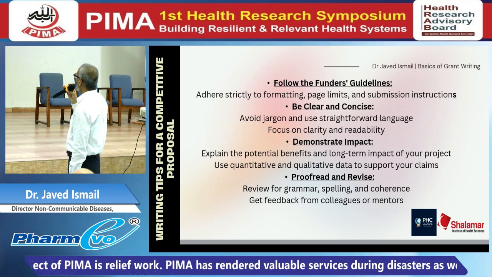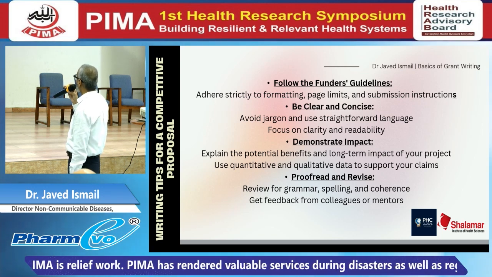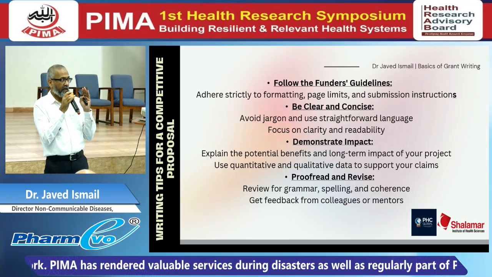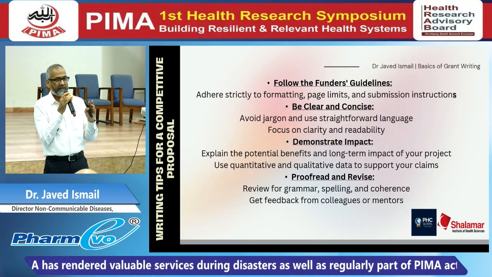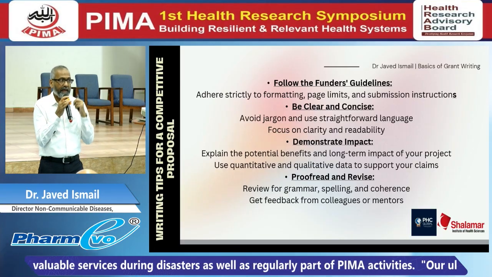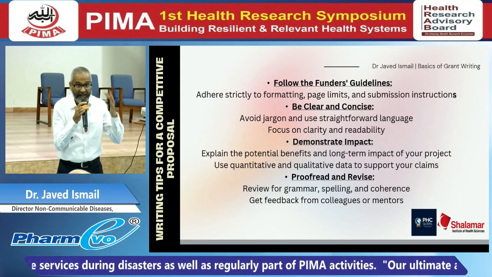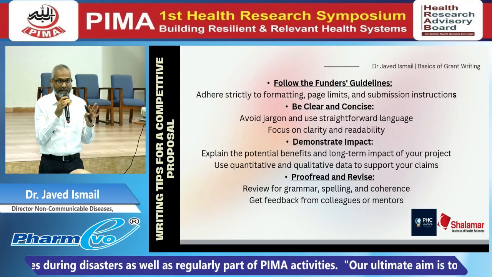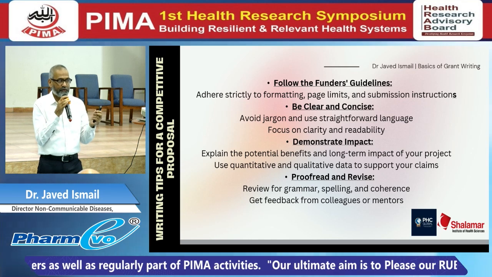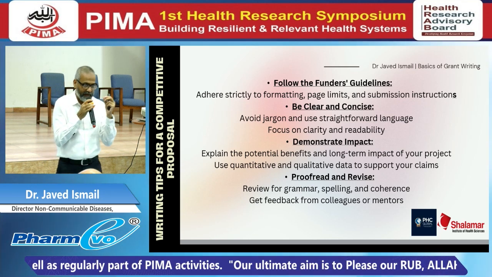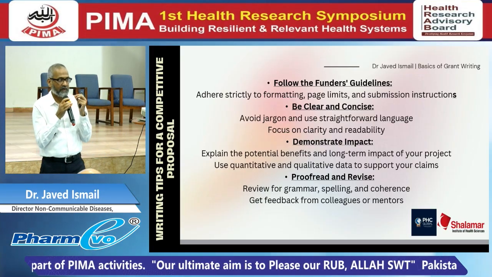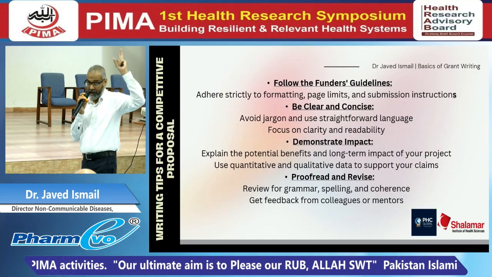So again, be clear and concise, avoid jargon, use straightforward language. Focus on clarity. If the funding agency has certain ambiguity in their mind, they will not fund you. So you should be clear in getting your message across without any doubt. And that's the art, actually. Without creating any confusion, if you can let that funding agency understand clearly what you want, there are high chances of getting it, if it is novel, again.